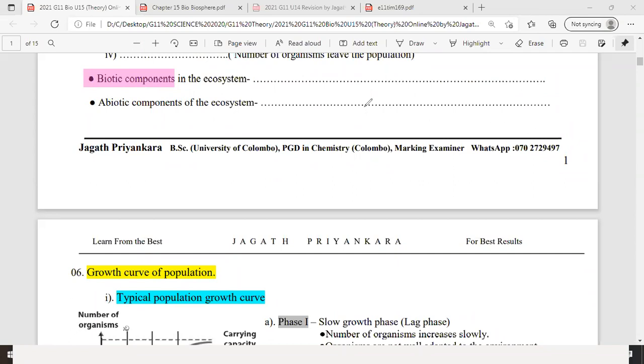What are the other biotic components? Producers. Then consumers. Consumers means herbivores, carnivores, and omnivores. Other than that, there are decomposers. They are all biotic. Okay, I'll put commas right here. Producers, that means plants and algae. Biotic means producers.